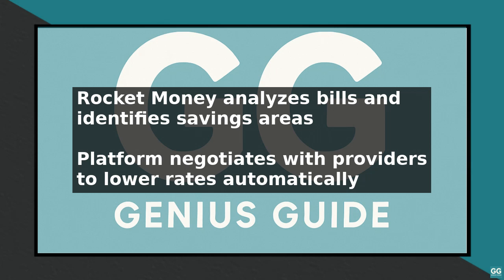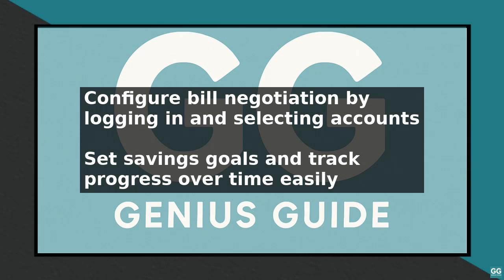One key concept to understand is the negotiation process itself. Rocket Money uses a combination of automation and human negotiation to lower your rates. The platform will analyze your usage patterns and market rates to determine the best possible price for your services. If a better rate is available, Rocket Money will negotiate with your provider to secure the lower rate.